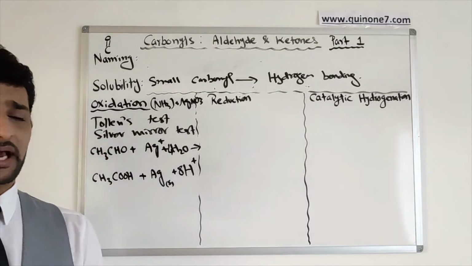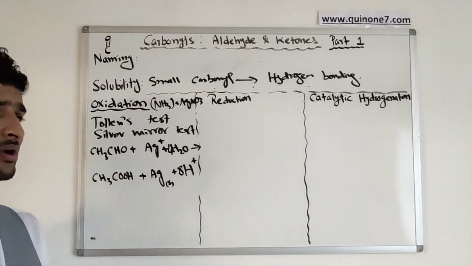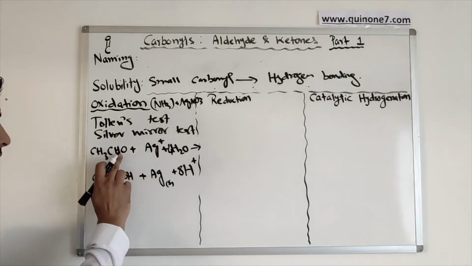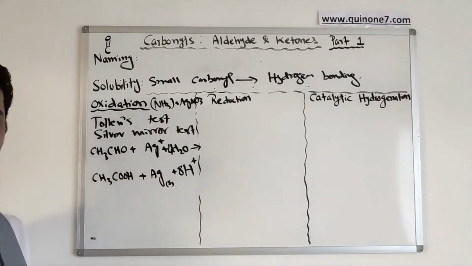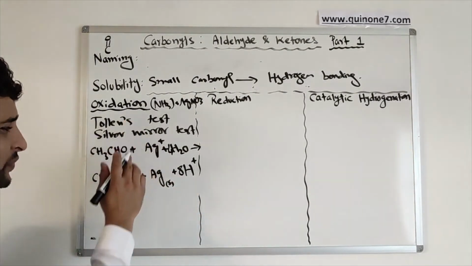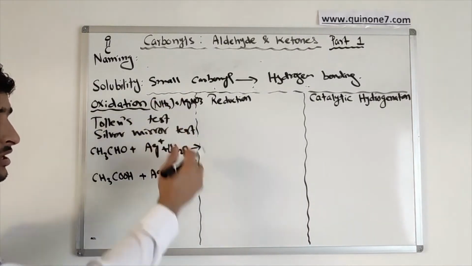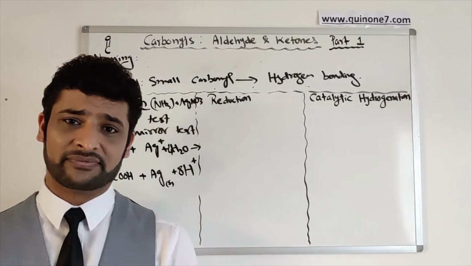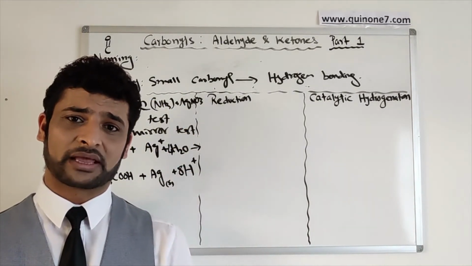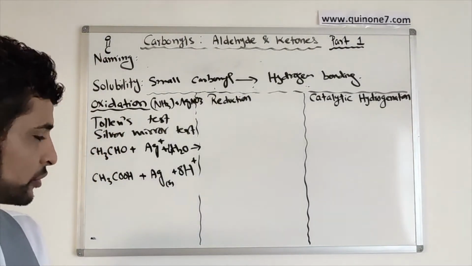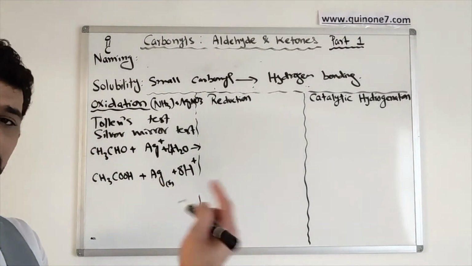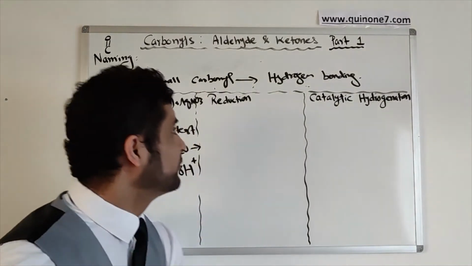And this is how you carry out the oxidation of the aldehyde. If you try to do it with a ketone, it's not going to happen. There will be no silver mirror. You have to heat it gently after adding aqueous ammonia and silver nitrate in the solution, and that will produce the carboxylic acid and silver metal, which will be deposited around the test tube. Now we will look at the reduction.